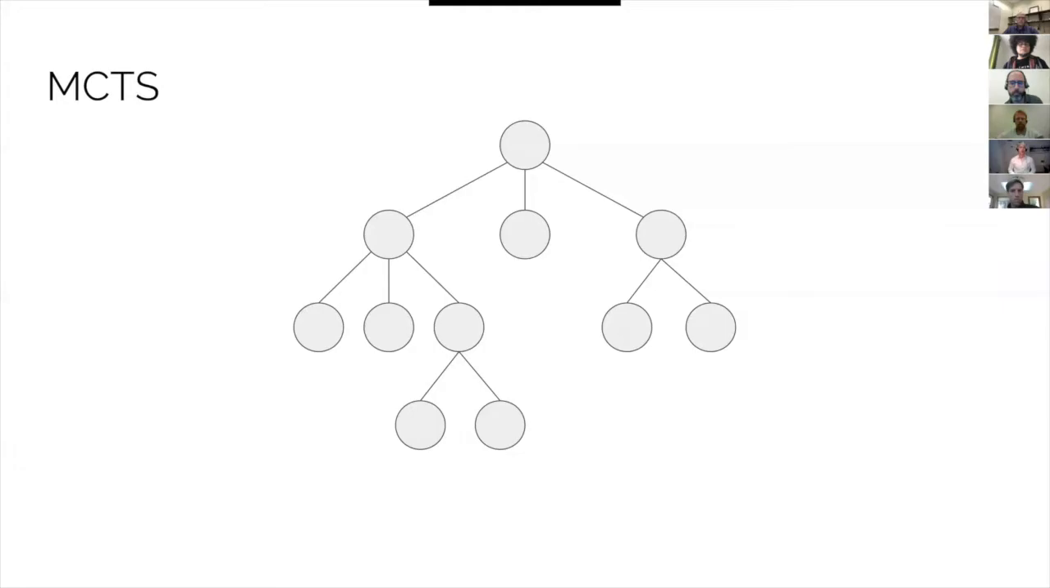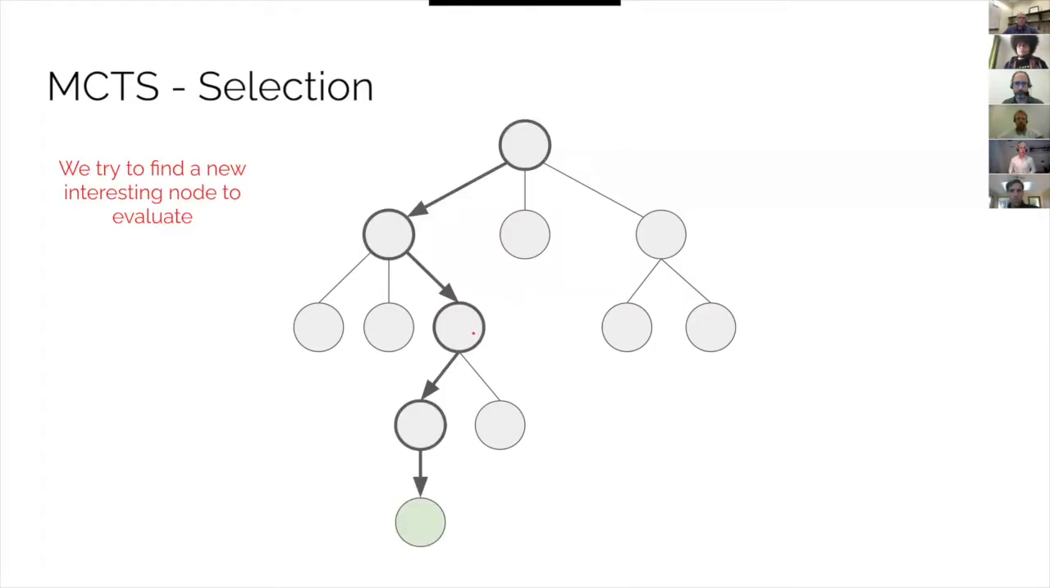Let's say this is our search tree. The top of the tree represents the root node, the current position in the game. And as we follow the edges down the tree, we can plan into the future. The edges represent actions and the circular nodes represent states in the tree. We can start at the root of the tree and then try to find the next most interesting node to evaluate.